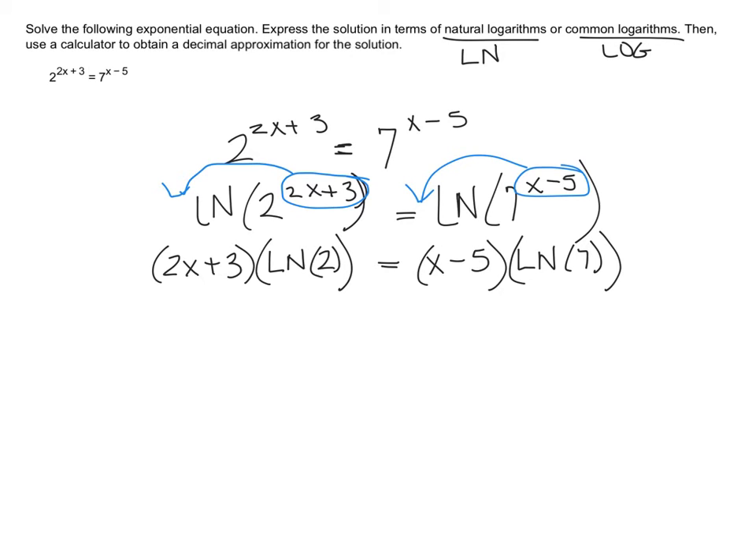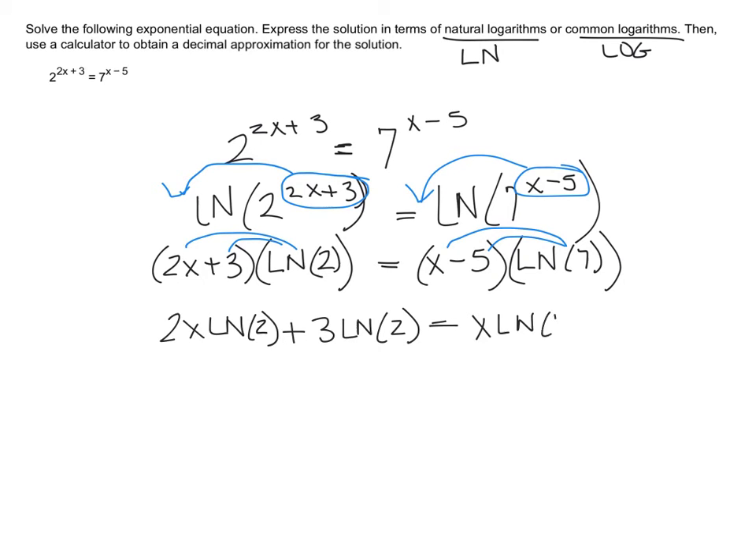Next, I'm going to distribute the ln of 2 to both values within parentheses, and I get 2x times ln 2 plus 3 times ln 2, and that equals, I'll do the same thing, I'm going to distribute the ln of 7 to both things within parentheses. So I have x times ln of 7 minus 5 times ln of 7.